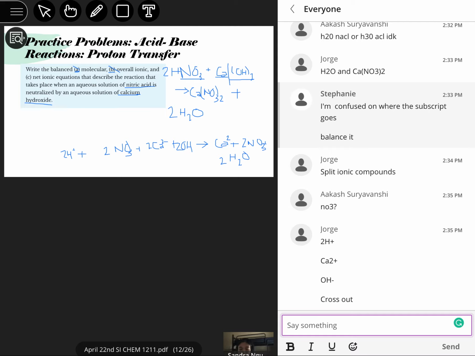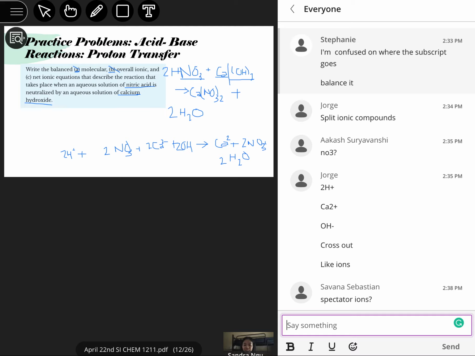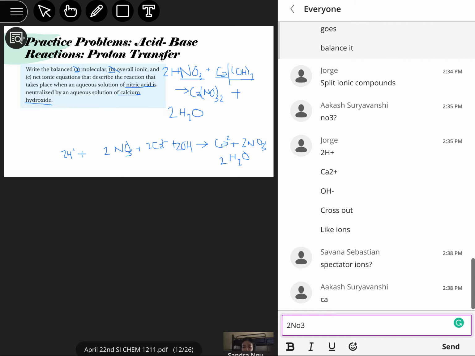How do we cross out? Cross out what? What are we crossing out? Can you tell me what we're crossing out? Because I'm sure everyone knows this, right? What are we crossing out? Spectator. Yes, Savannah, you're completely correct. Spectator ions, yes. So which ones are spectator ions? Yep, that's correct. So which ones are we crossing out then? Which ones? Can anyone say what that is? Can anyone tell me?